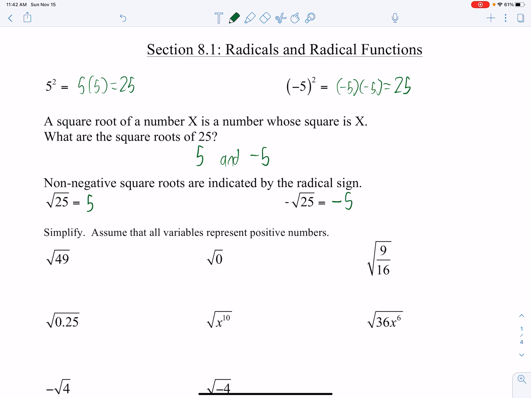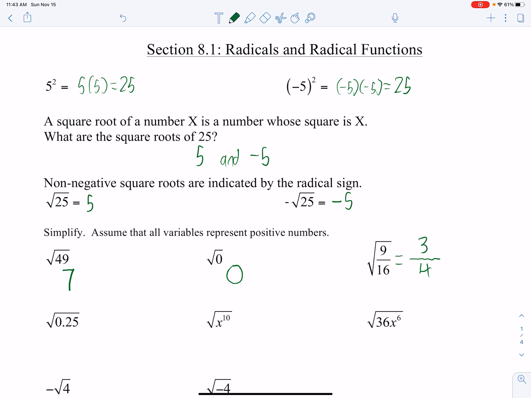So when we think of the square root of 49, we're thinking what positive number times itself gives us 49? The answer would be 7. When we think of the square root of 0, well, 0 times 0 is 0, so the answer would be 0. For fractions, it's not as complicated as you might think. You just take the square root of the top and the square root of the bottom part. So for the square root of 9 over 16, the square root of 9 is 3, the square root of 16 is 4.